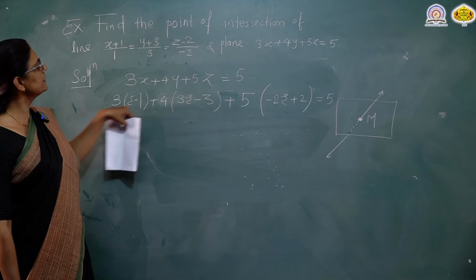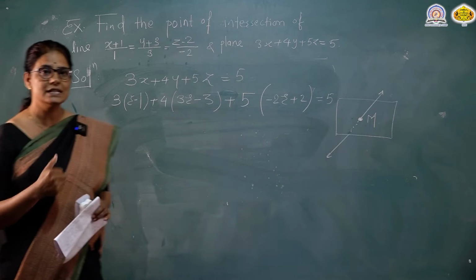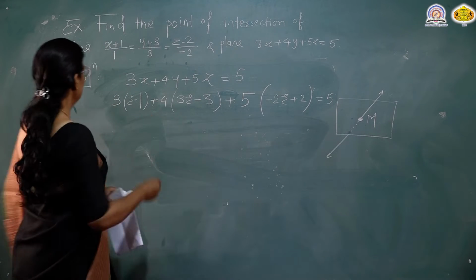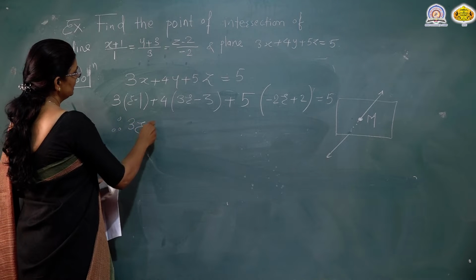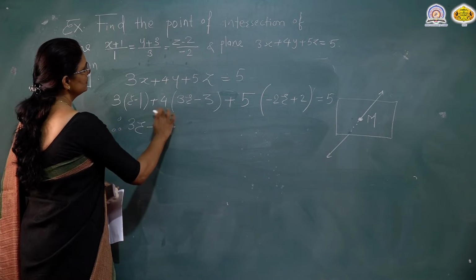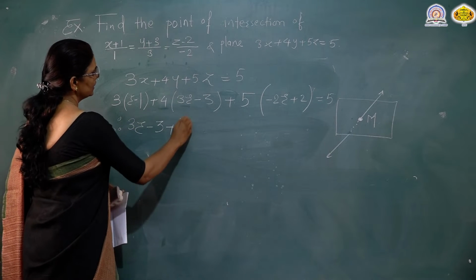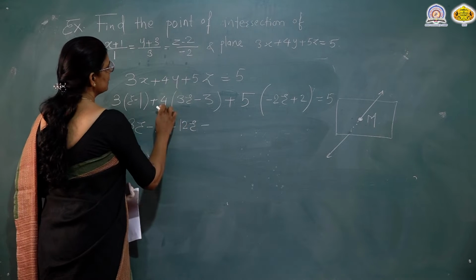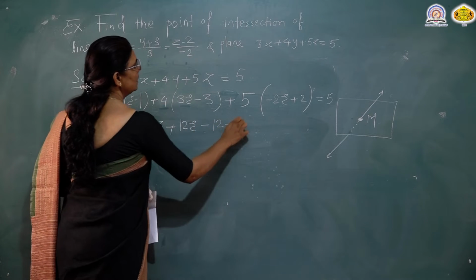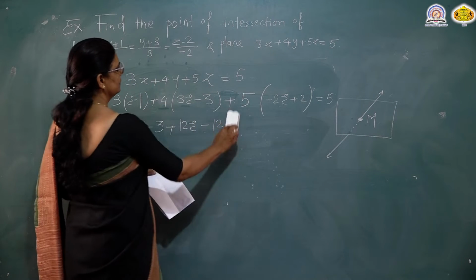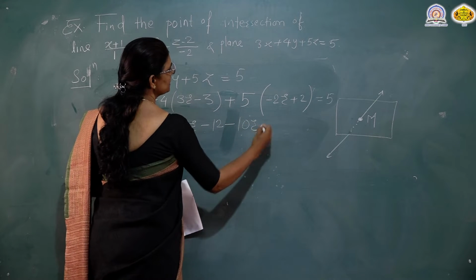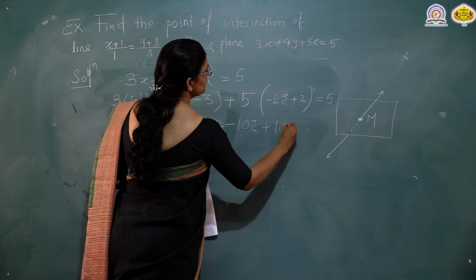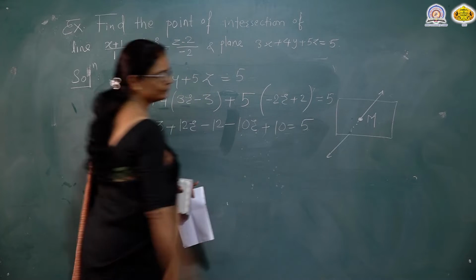Okay, now this is one equation in r. We have to solve this equation for r. So just simplify this. Open the bracket. 3r minus 3 plus 4 into 3r is 12r, minus 4 into 3 is 12. Next one is 5 into minus 2r is minus 10r, plus 10 equals 5.